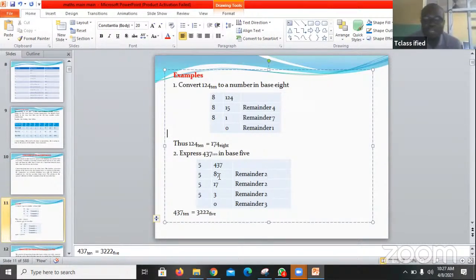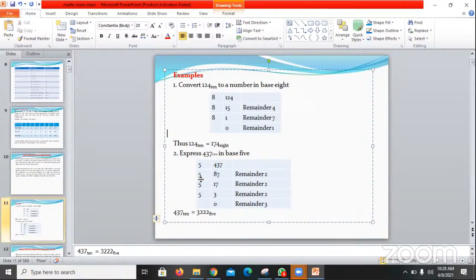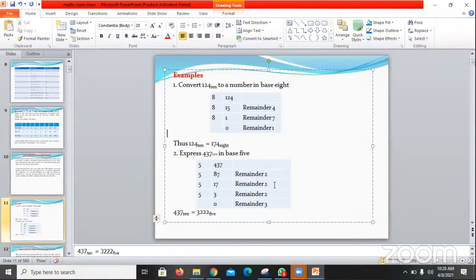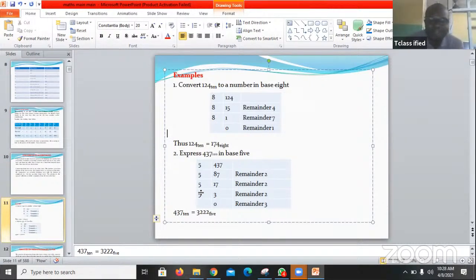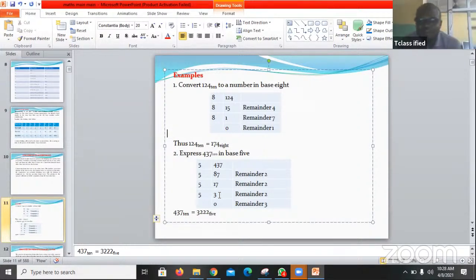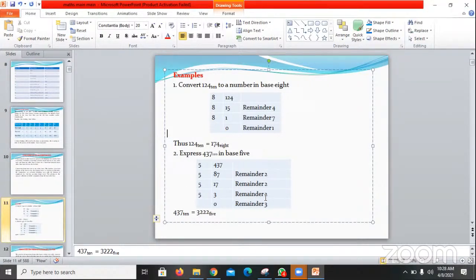So I want you to also do 87 divided by 5. You get 17 point something. 17.4. Then do 0.4 times 5. The remainder should be what? 2. Good. Now I want you to do 17 divided by 5. You get 3 point something. 3.4. Good. You write the 3. Then that 0.4 times 5, what will you get? 2. And that's the actual remainder.